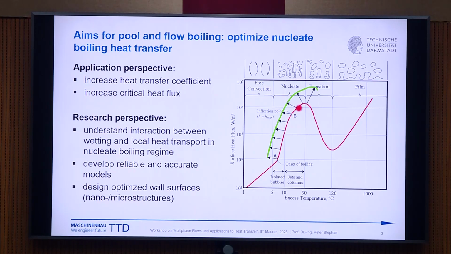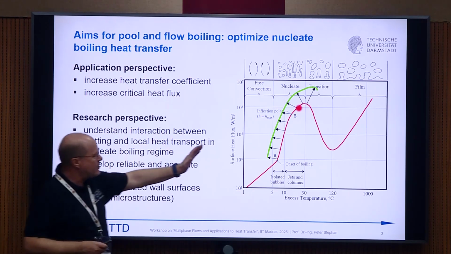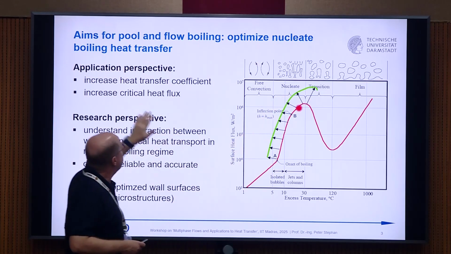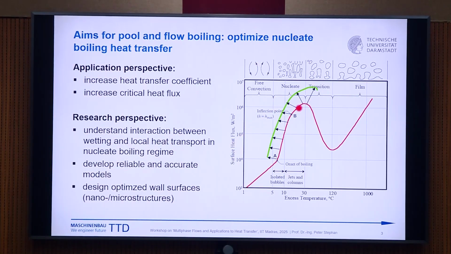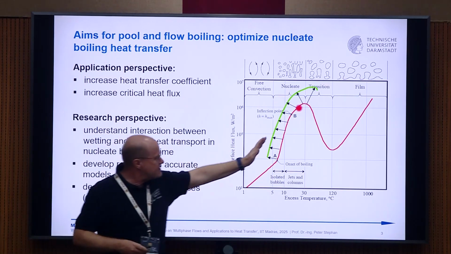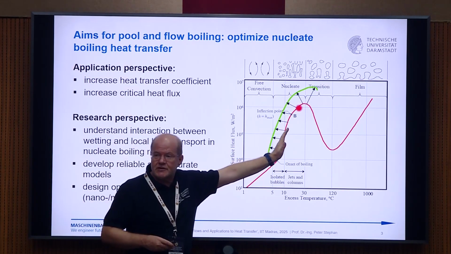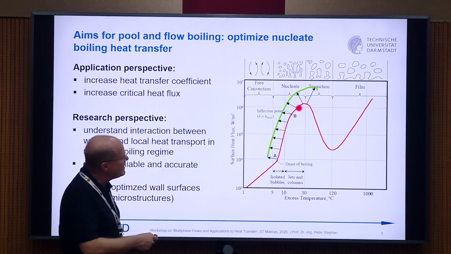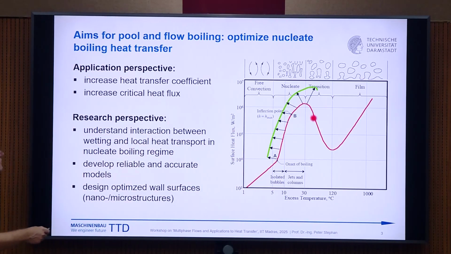So from an application perspective, what we want to do is shift the Nukiyama curve in the nucleate boiling regime to the upper left side. That means we want to increase the heat transfer coefficient, because this is high heat transfer coefficient and this is low heat transfer coefficient. And we want to increase the maximum heat flux, which we also call the critical heat flux. From a research perspective, what does that mean?